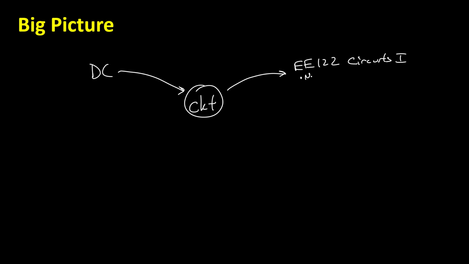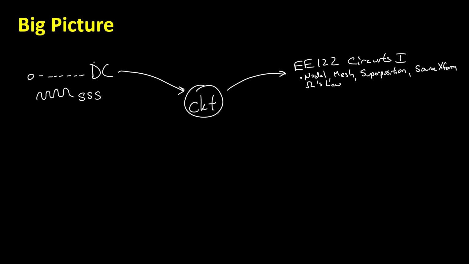Those are things like nodal, mesh, superposition, source transform, and of course the big daddy of them all, Ohm's law. But we quickly moved into sinusoidal steady state behavior, things that were cosine waves that went on forever, unlike our 0 point, our DC signal.